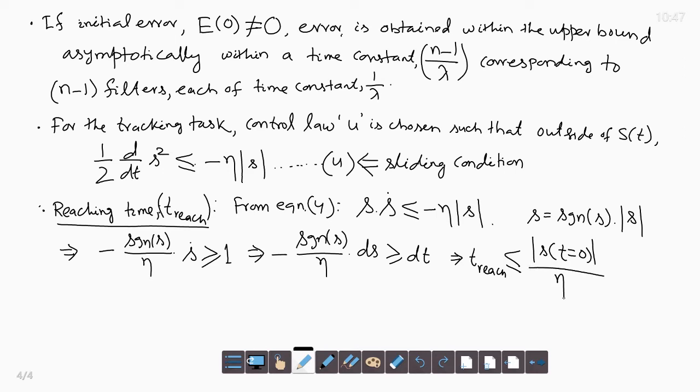Time is always positive. So accordingly, t reach, the time to reach the sliding surface S, is the reaching time, that is given by magnitude of the scalar variable s at time t equal to 0 divided by eta. Eta is the positive constant in equation 4. So the reaching time is this one, reaching time to the switching surface.